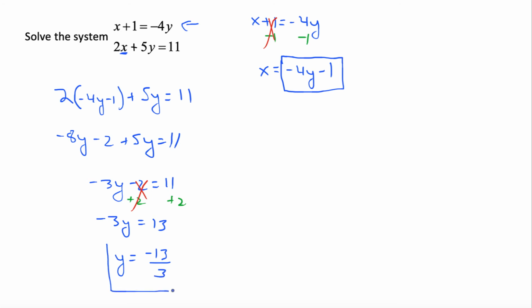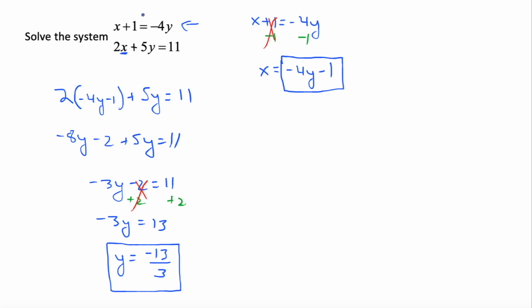Okay, now remember, these are systems of linear equations, so the answer must be an ordered pair. So what have we done here? We've got the y value, right? Remember, these are lines. If you graph this, these two lines will cross, so they cross at the y value of negative 13 over 3. So how are we going to find the corresponding x value?